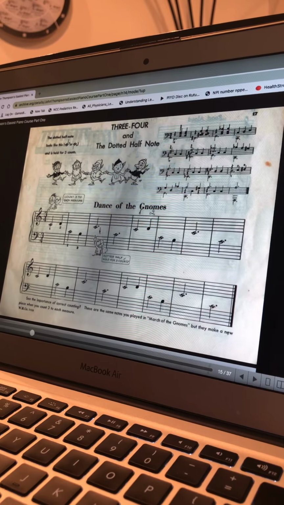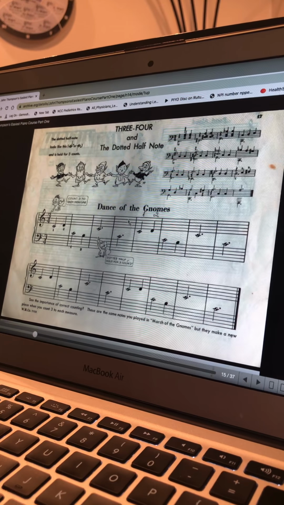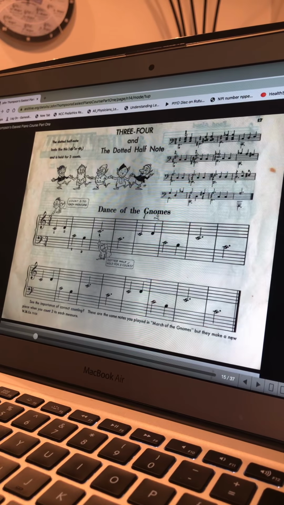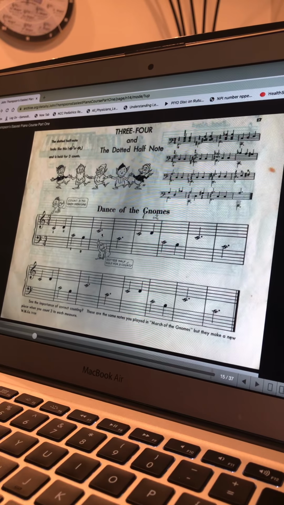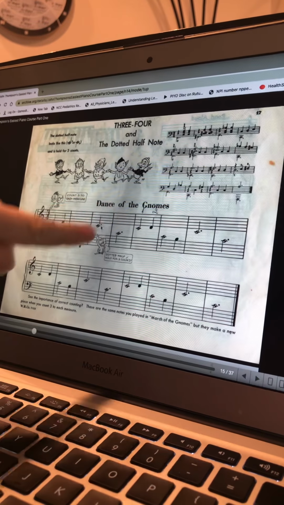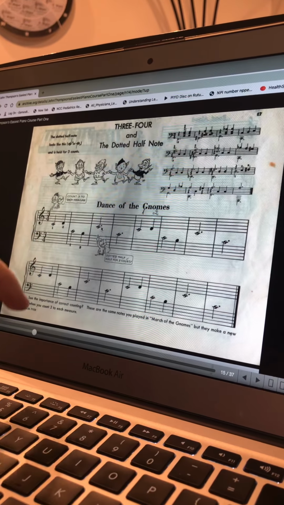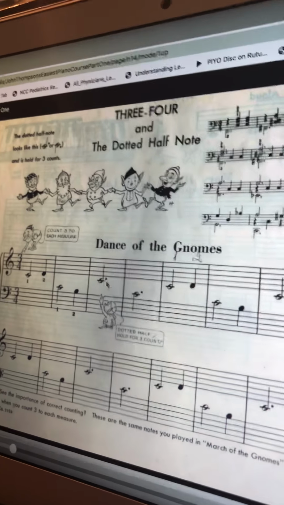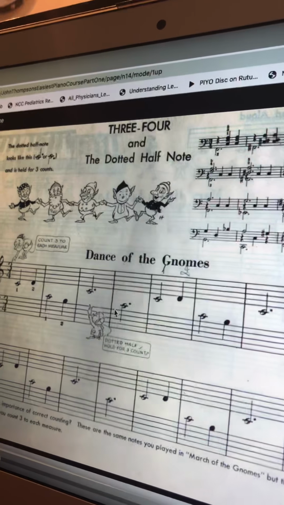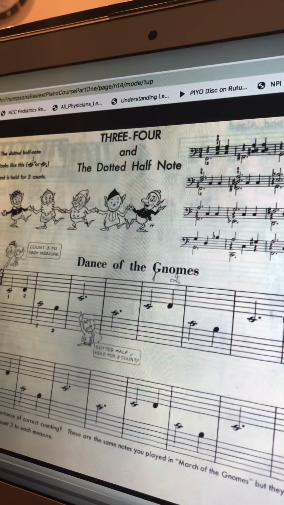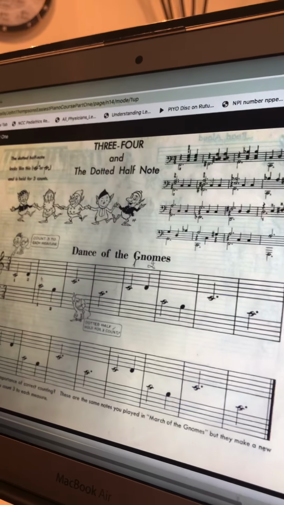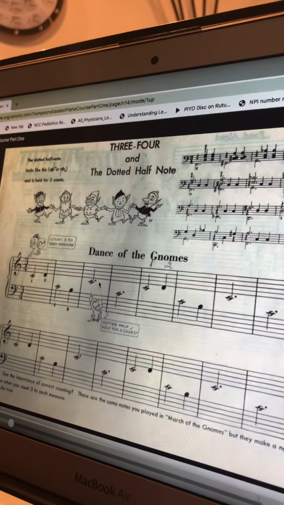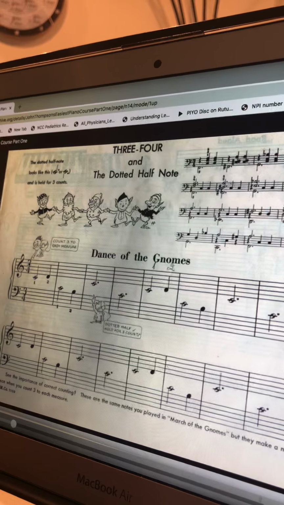Now you will notice this gremlin guy is pointing to a half note, but it's got a mysterious speck. No, no, that's not on the computer. And it's not on the camera, no, no. This is actually in the PDF, and it's also on tons of others because it's the dotted half note. It is worth three beats instead of two. Also remember, 3/4, three beats.